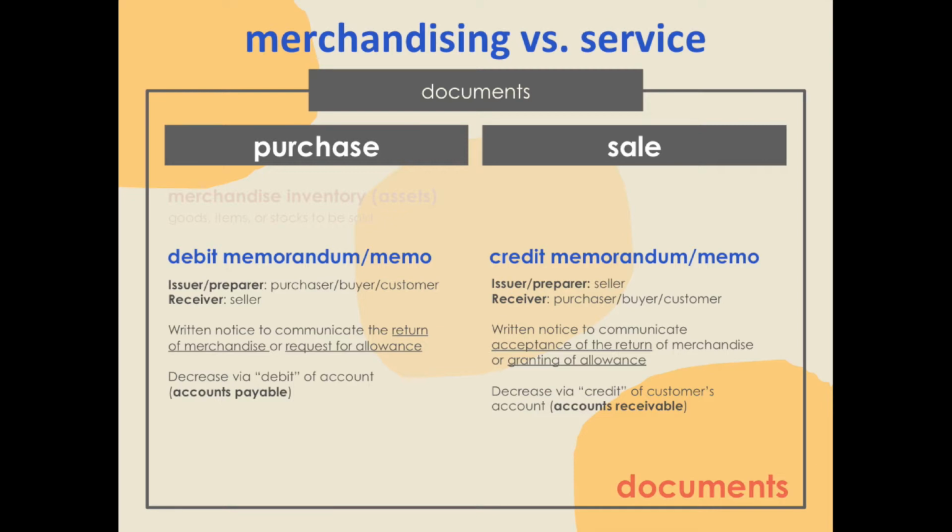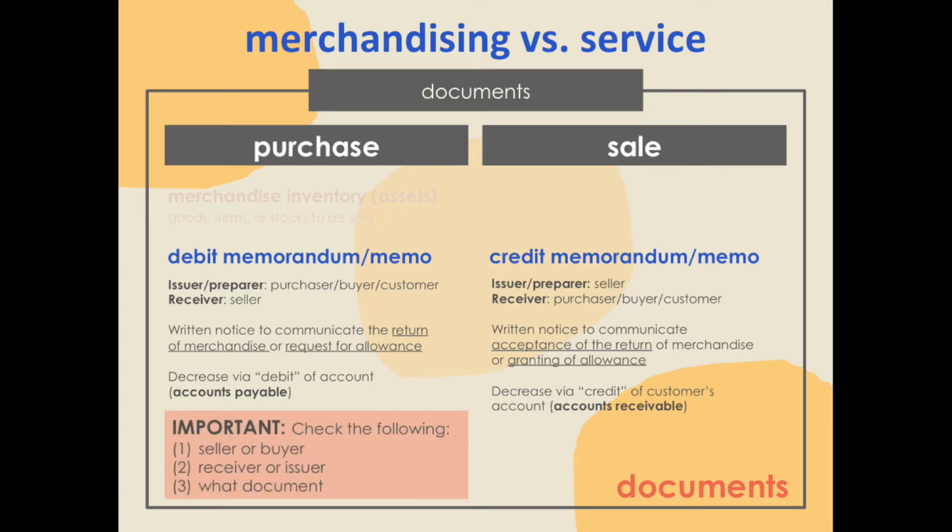When encountering these documents while journalizing, it's important to check three things. 1. Is the company the seller or the buyer in the transaction? 2. Did the company issue or receive the document? And 3. What document is involved? Is it a debit memo or a credit memo?